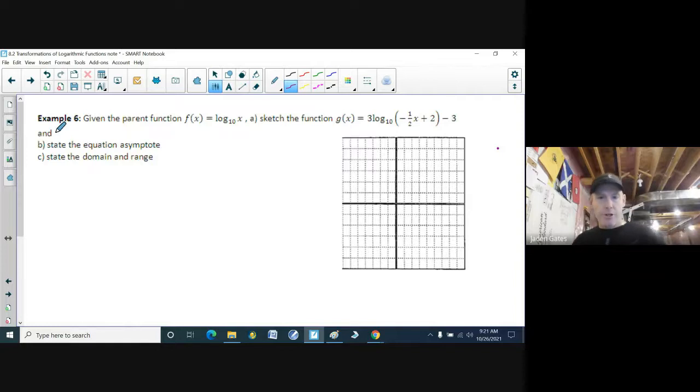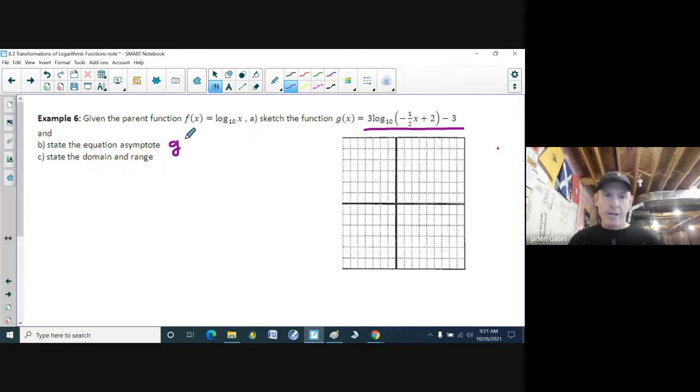There's our parent function, same old. Now we're going to sketch g of x. Here's why I say things are a little different with this one: it's not written properly. The key here is to look at the k value. There's a multiplier in front of x, and it should be out front. So I am going to have to rewrite this function. It's a little bit of a trick.